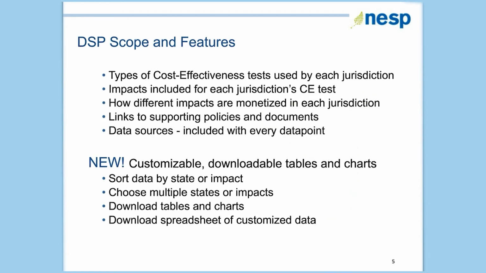In the database, there are a lot of different tools and tricks that we would love users to get to know in order to utilize the database's potential. You can see all of the different kinds of cost-effectiveness tests that are being used in each state, as well as specific impacts that are in each test. You can see how these impacts are monetized or valued, and you can also see how all of this data was derived, with links to supporting documents that states have published. The advantage of having the Tableau format allows users to customize and download charts and tables in each of our tabs. So you can do it by state or by impact, and also choose multiple states or impacts to compare to each other. This data is all downloadable, as I said, in either an Excel spreadsheet layout or as a PDF.